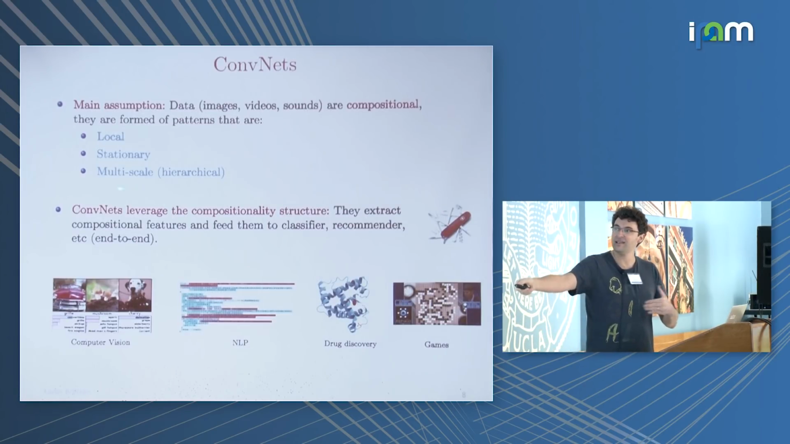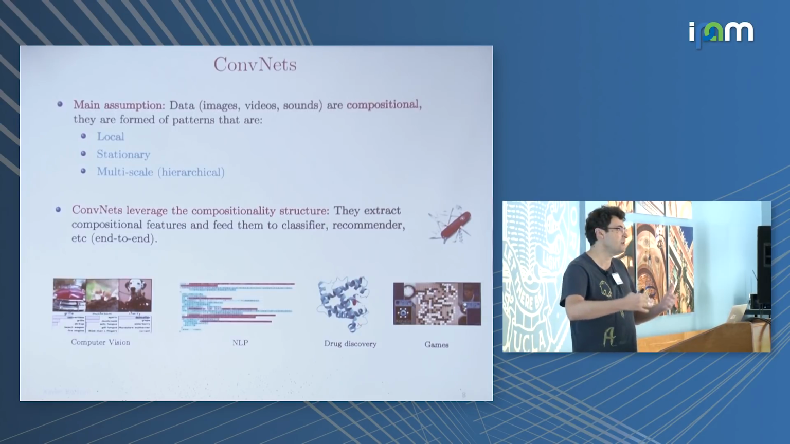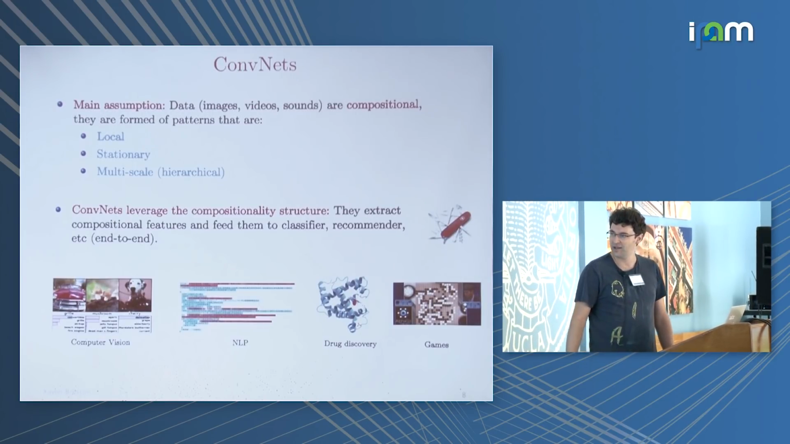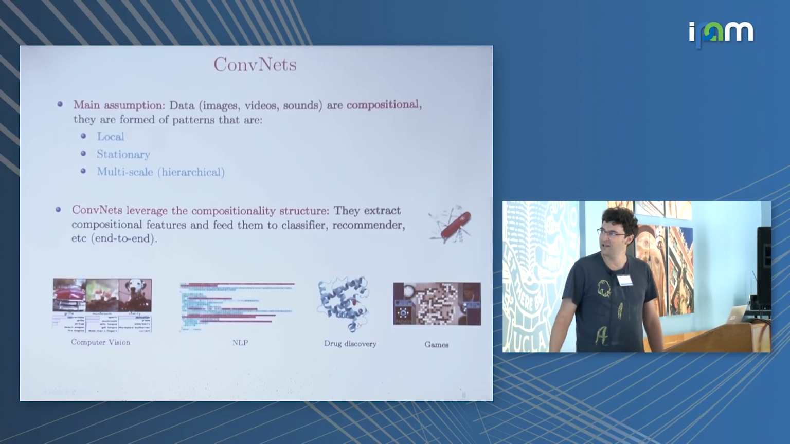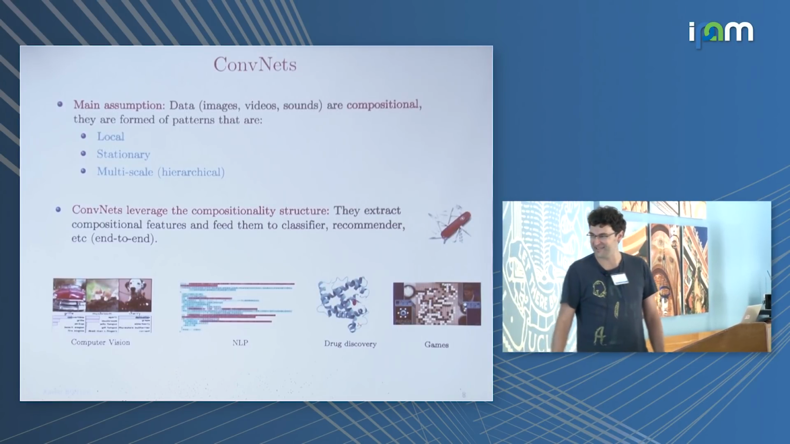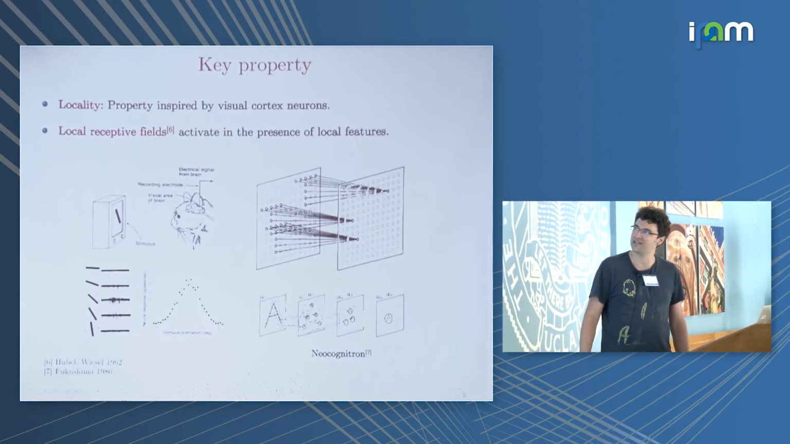And basically, ConvNet is a way to leverage this compositional structure, to extract compositional features and feed them to a classifier, regression system, recommender system, or visualization. Okay, so then you have a fantastic number of applications of that. I call this the Swiss knife of data science. You can do so many things.